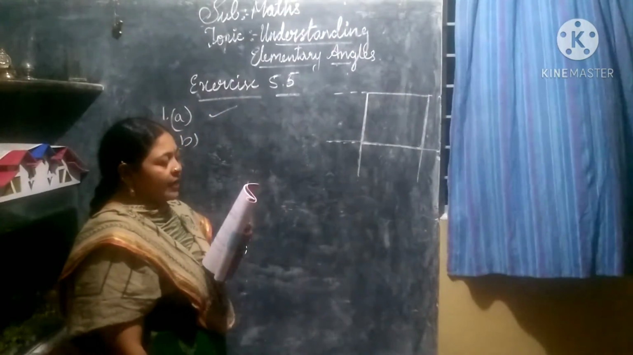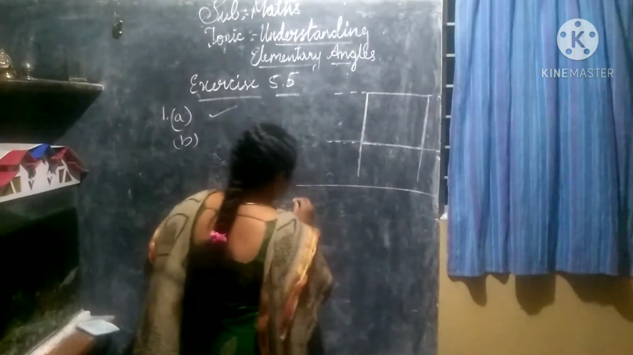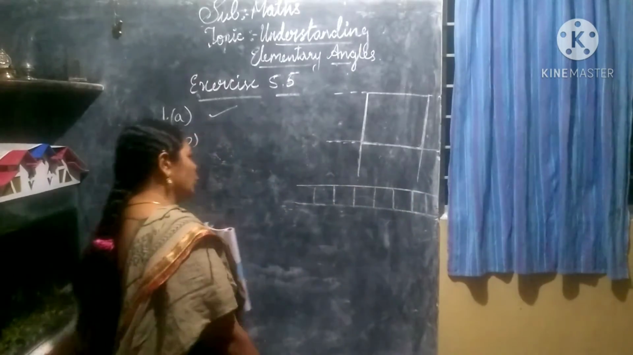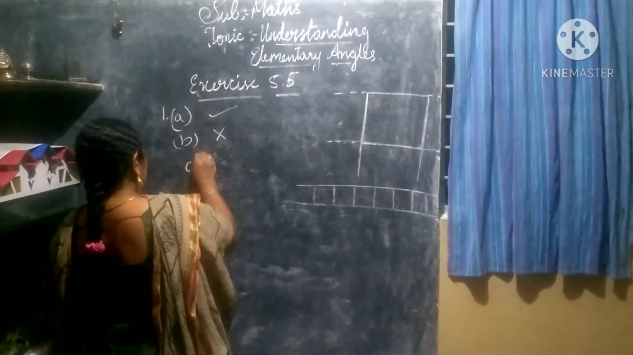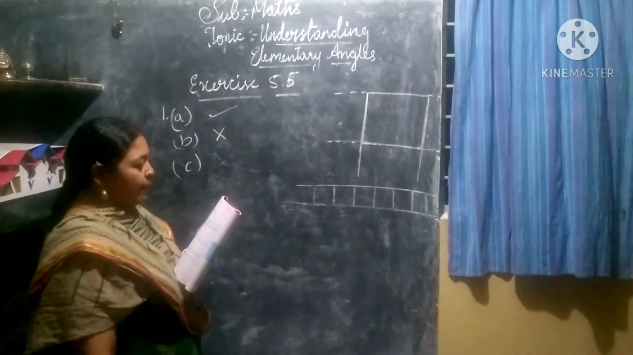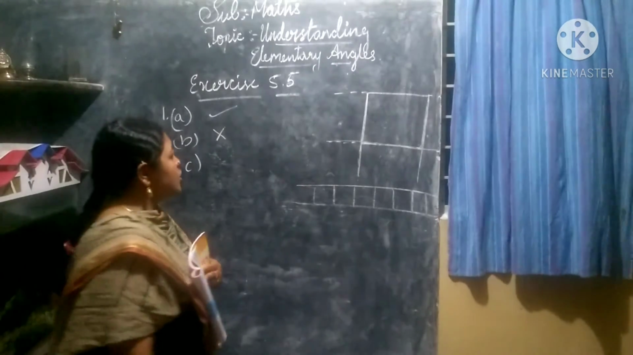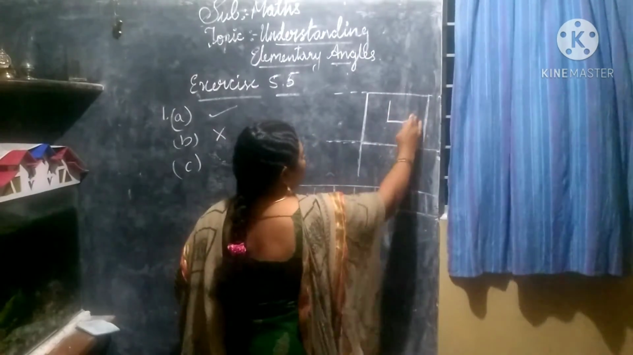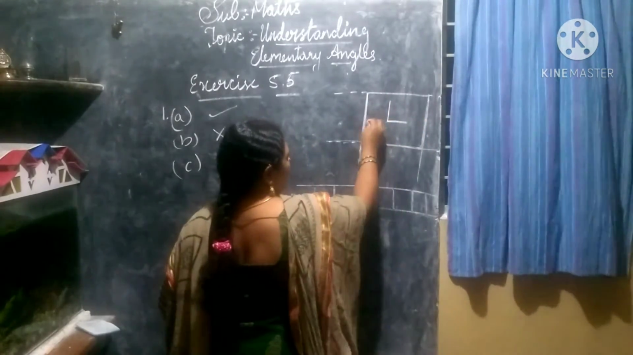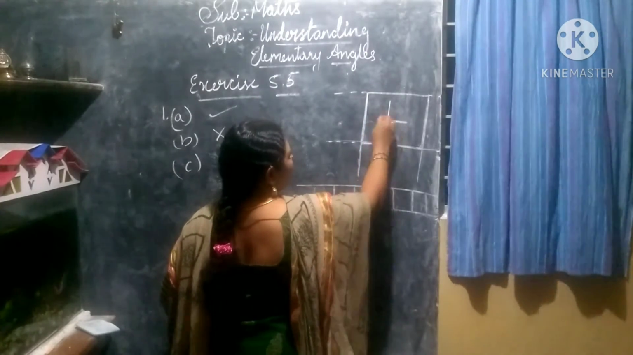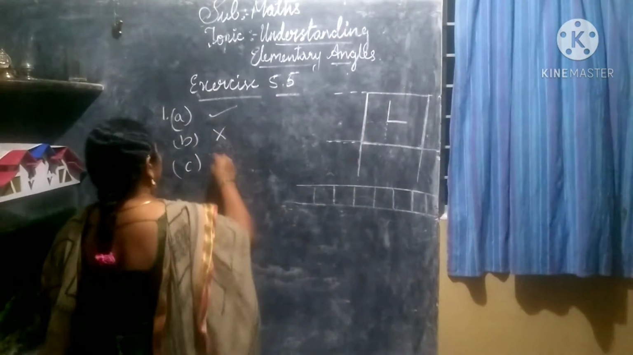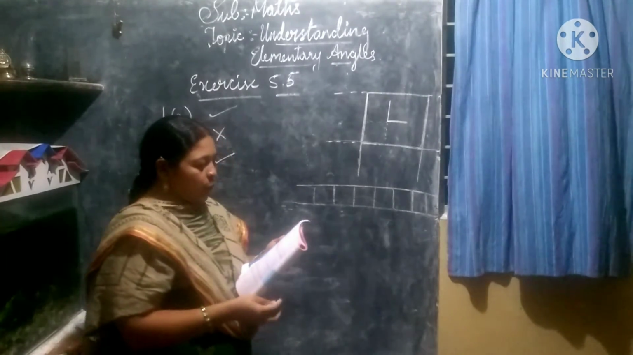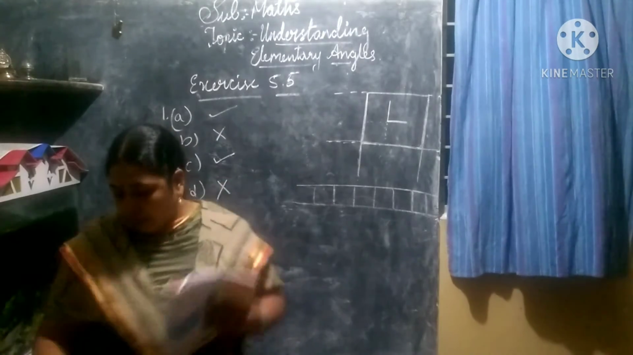B. The lines of a railway track. So this is your railway track. Are they perpendicular? No, they are not perpendicular. C. The line segments forming the letter L. Can L be perpendicular? This is L. Is this perpendicular? Yes, if you imagine, we will get a perpendicular line. So therefore it is correct. And D, the letter V. Letter V is not perpendicular.